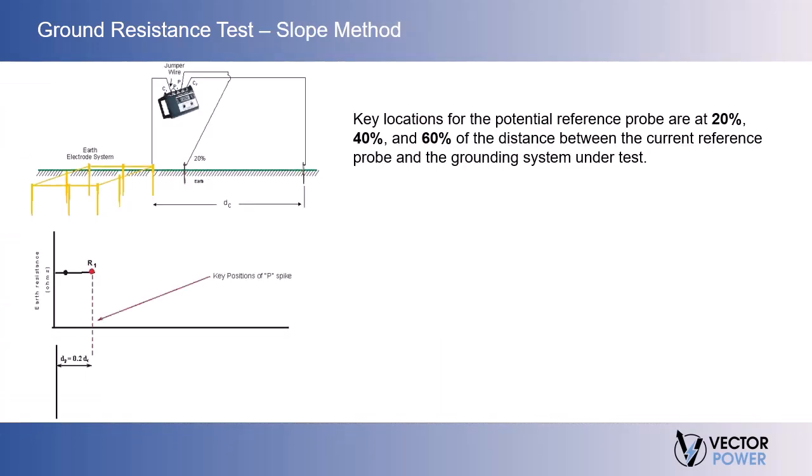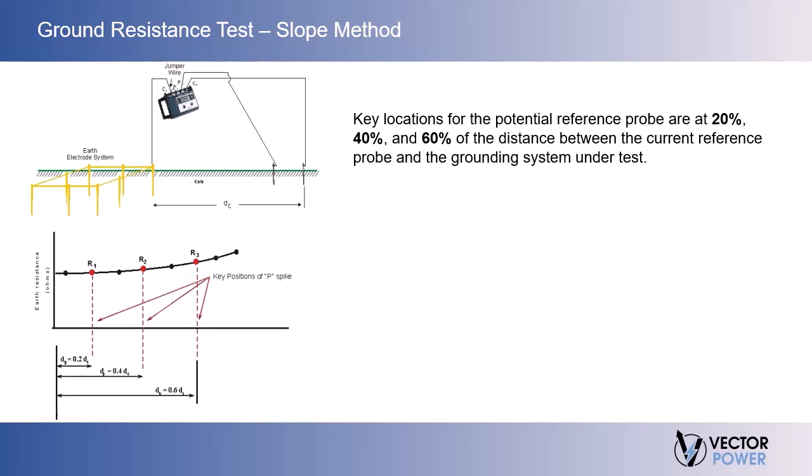To perform the slope method, the earth resistance is measured at separate placements of the potential reference probe, and the resistance curve is plotted from the results. Key locations for the potential reference probe are at 20%, 40%, and 60% of the distance between the current reference probe and the grounding system under test. Additional test points are used to validate the pattern of the resistance curve. Validating the curve will show any incorrect points that can be rechecked or ignored.